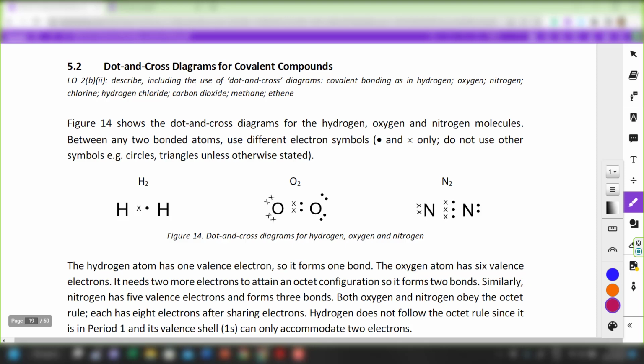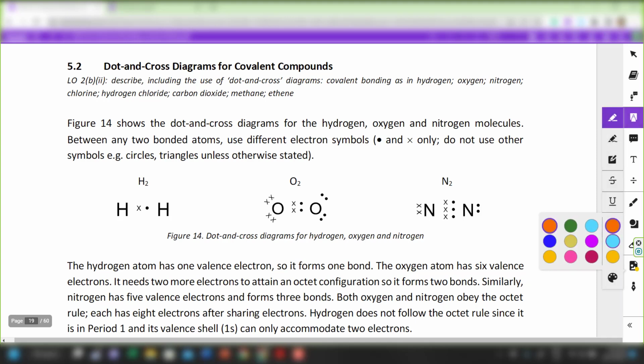So over here we have figure 14, the dot and cross for hydrogen, oxygen and nitrogen molecules. Do note that these are molecules, elements. They are not compounds, because compounds by definition have more than one unique type of atom. For hydrogen we represent the dot and cross. Over here you notice that we alternate between the dot and crosses. The reason is because we just want to differentiate them. When you move on to university, this is not a requirement, but just for the case of H2 Chem, remember to alternate between the dots and crosses.